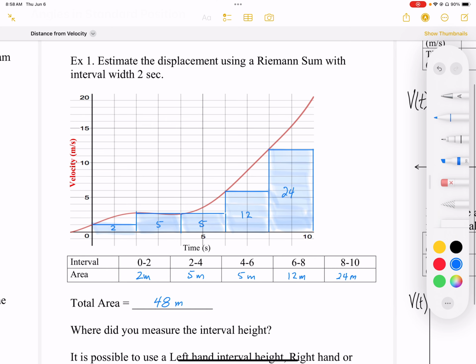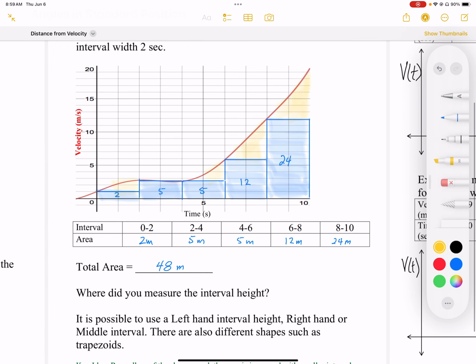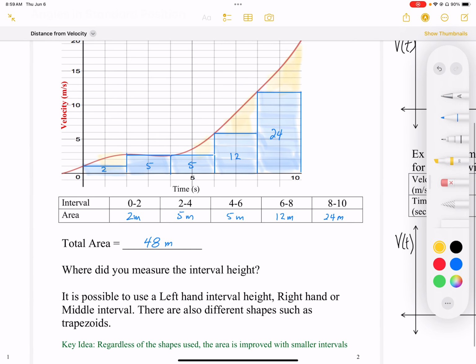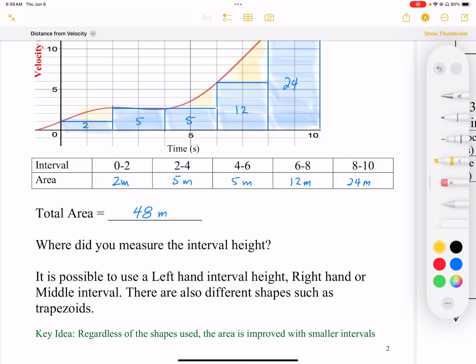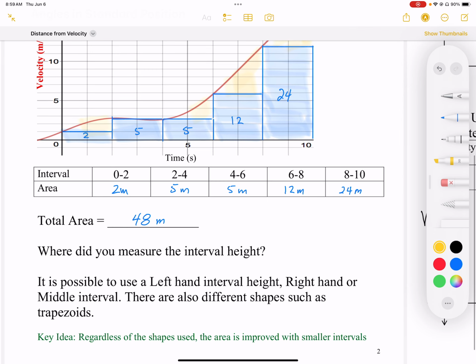Now, we talked about the little bit of mismatch with the actual area, these little bits of missing area in here. Those do represent the real displacement. To get that, we can use smaller and smaller intervals. If I drew in rectangles of smaller intervals, those gaps become less and less. So this is a key idea: it doesn't matter where we measure the shapes or what kind of shapes we use. As long as we make those rectangles thinner, we're going to get better and better estimates.